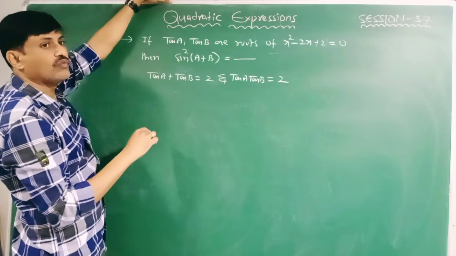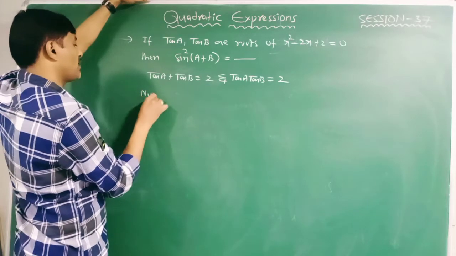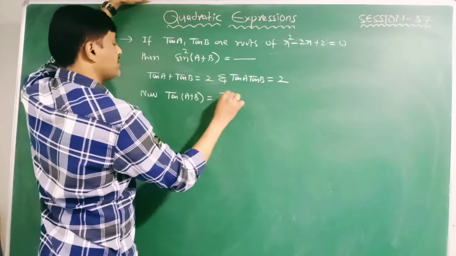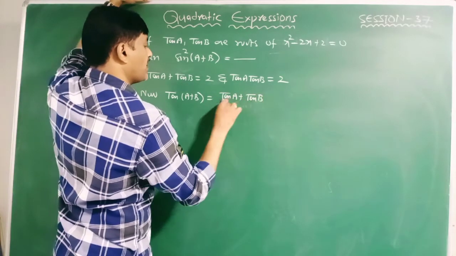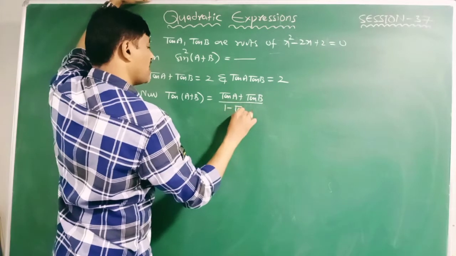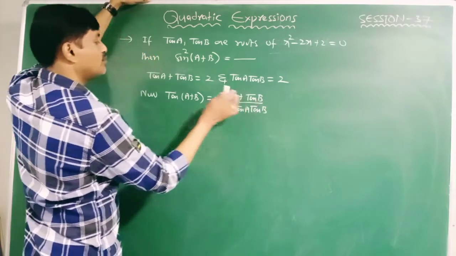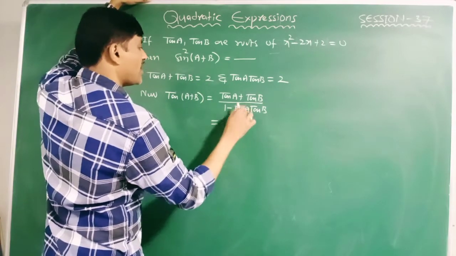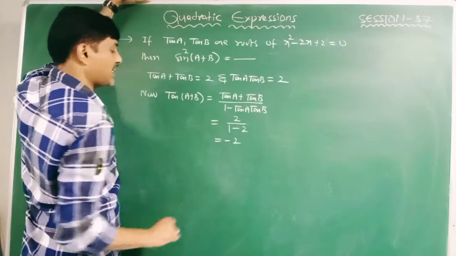Before that we have to find angle A plus B in terms of tan. Now tan of A plus B, what is it? This is equal to tan A plus tan B by 1 minus tan A into tan B. As we already know the sum of the roots is 2, and 1 minus tan A tan B is 1 minus 2, so this is minus 2.